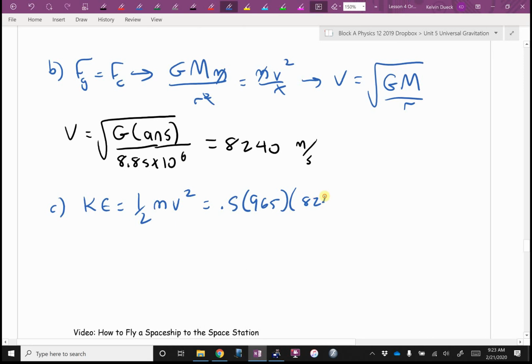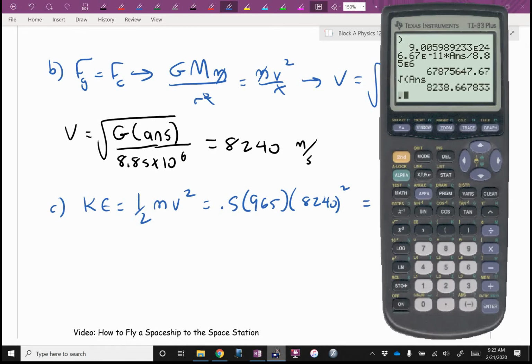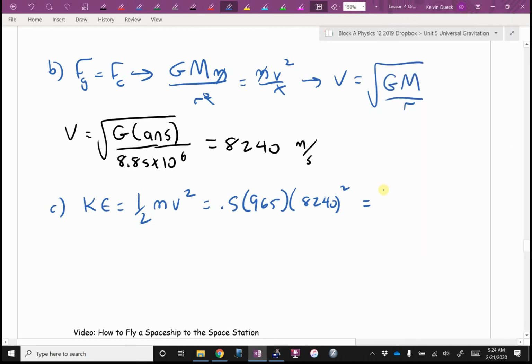And I'm going to write 8240 squared, but you know I'm going to use my answer button, yes? 0.5 times 965 times answer button squared. And I get 3.275 times 10 to the 10th. That's the kinetic energy. Yes? You all have that on your calculator?